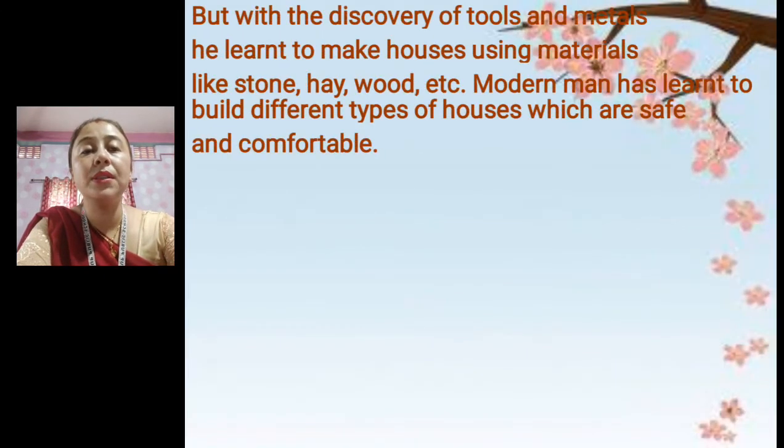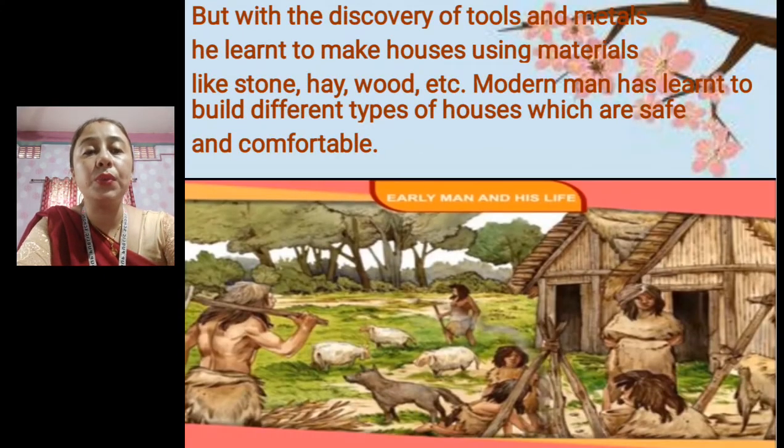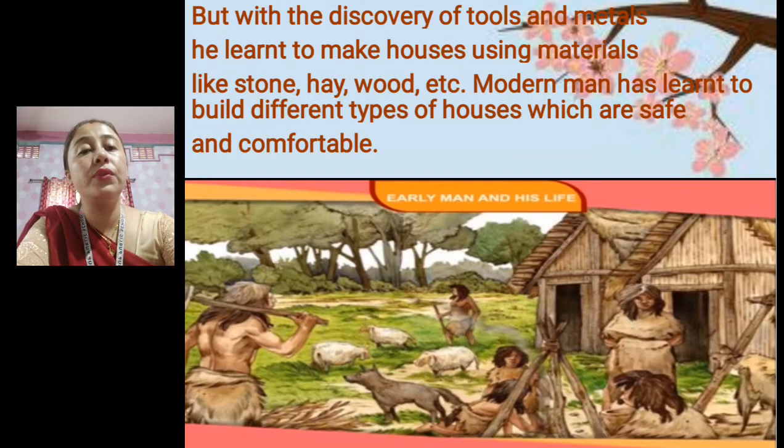Slowly what happened, with the discovery of tools and metals, he learned to make houses using materials like stone, hay, wood, etc. Modern man has learned to build different types of houses which are safe and comfortable. So what happened children? Slowly they started discovering different tools made of wood. First they discovered wooden tools, after that stone tools, after that iron tools, copper tools. Okay, so with the discovery of tools and different metals, they learned to make houses using materials.